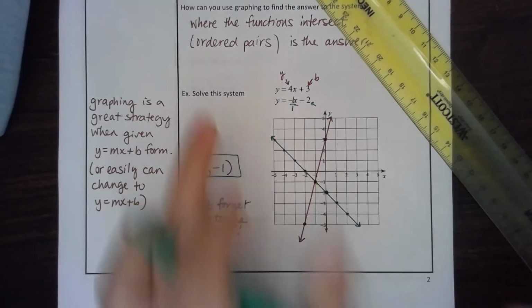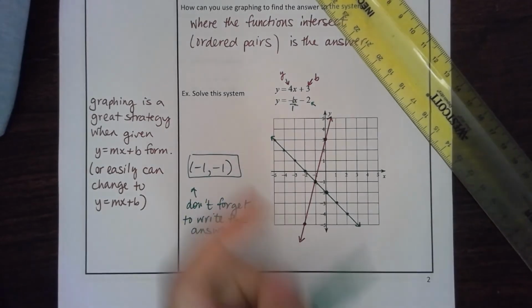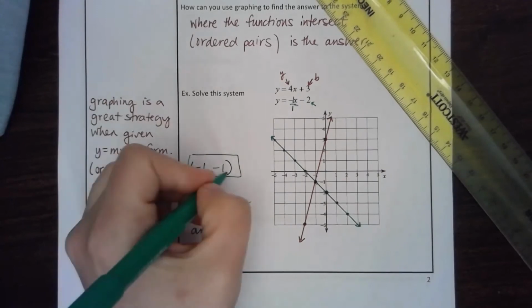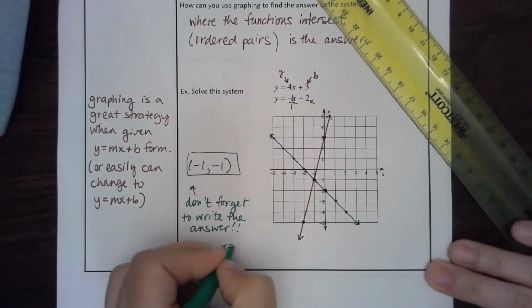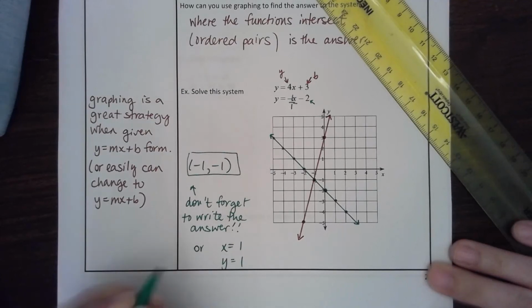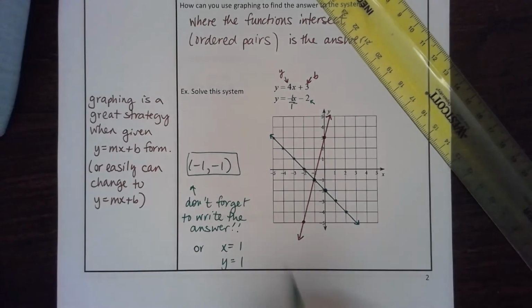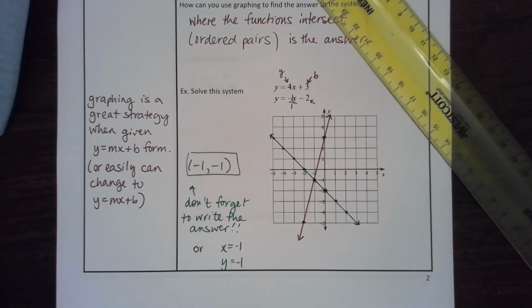That's the concept, right? Solving the system means finding the values of the variables. We have x's and y's. Here's my x, here's my y. We could also write x equals -1 and y equals -1. Those are negatives. We could write that as our answer too.